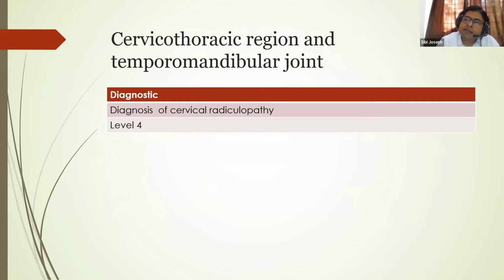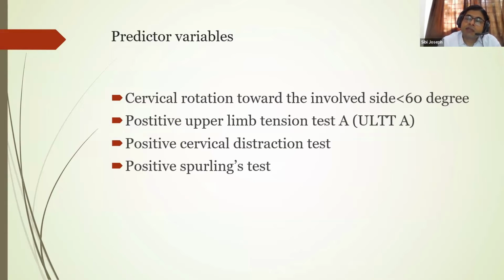So just to give you an example, in musculoskeletal rehabilitation, how can you use these tools? So region-wise, I have segregated. So we'll just quickly go through these slides. In the cervicothoracic region and temporomandibular joint, you have a diagnosis of cervical radiculopathy, which is a level 4 CPR. Predictor variables: cervical rotation towards the involved side less than 60 degrees, positive upper limb tension test A, positive cervical distraction test, and positive Spurling test.